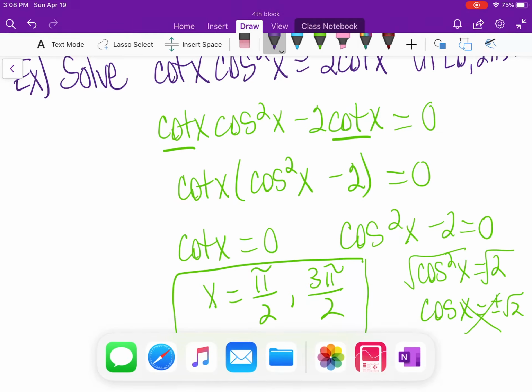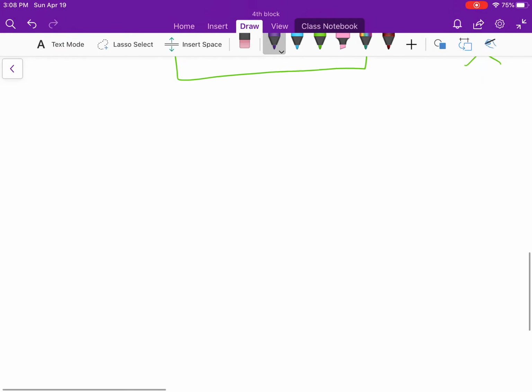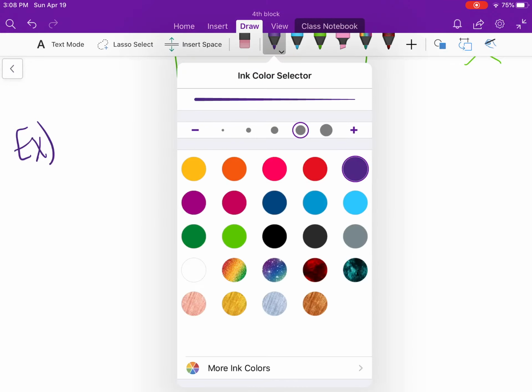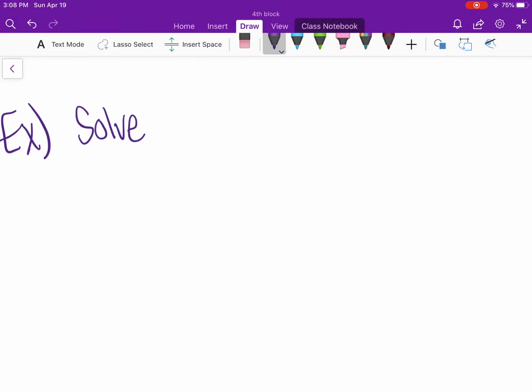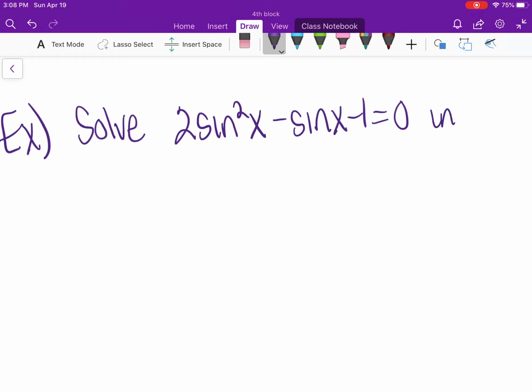Okay, another factoring problem. This time we want to solve 2 sine squared x minus sine x minus 1 equals 0 in the interval 0 to 2 pi.